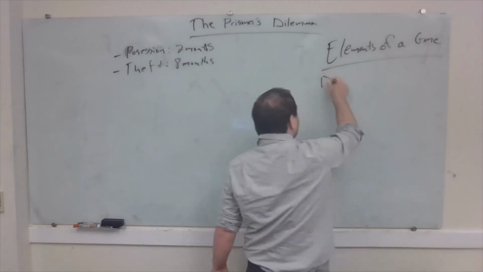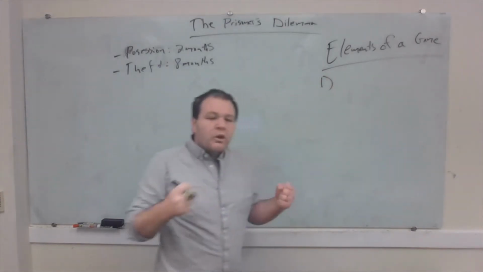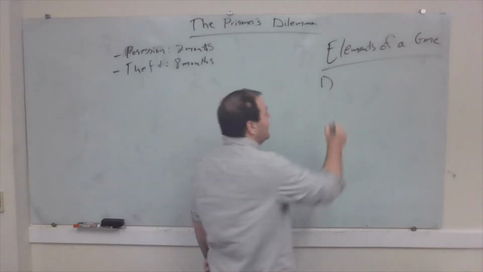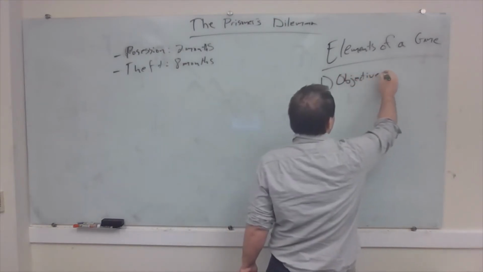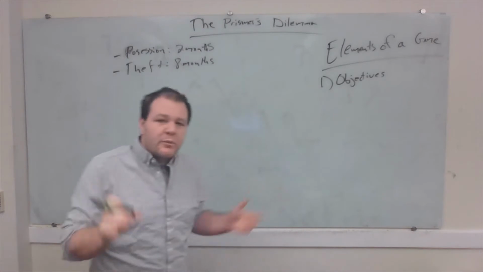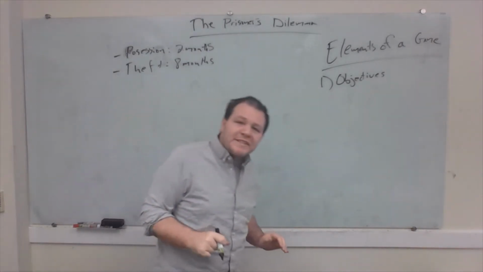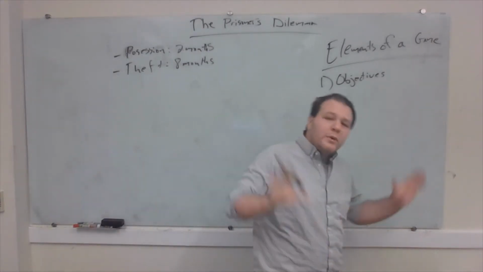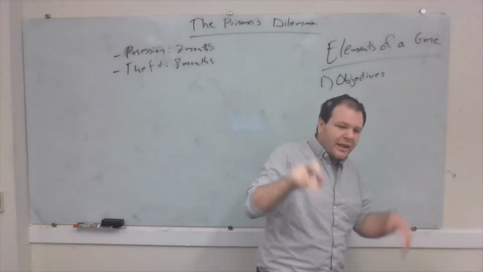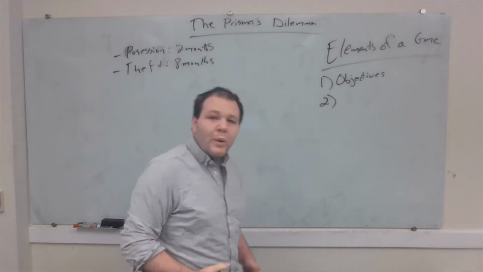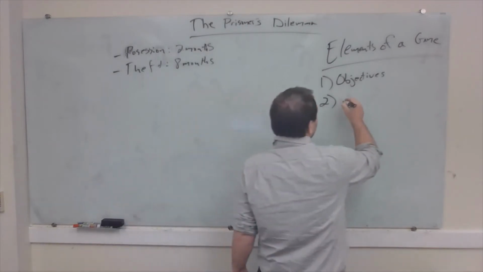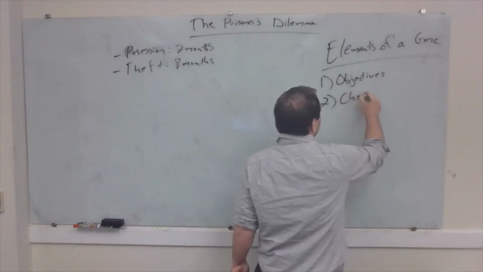So first of all, you're going to need to know your objectives, right? At this point, we might imagine for you and President Elam, your objectives are very simple. You want to avoid doing community service as much as possible, right? You don't care about each other. We need to know what your choices are, right? What your possible plays are going to be.